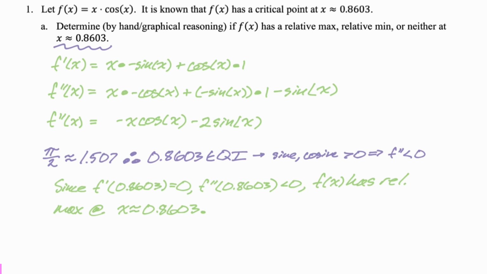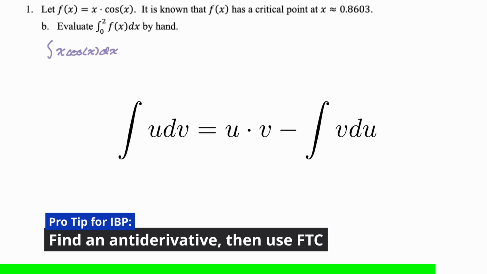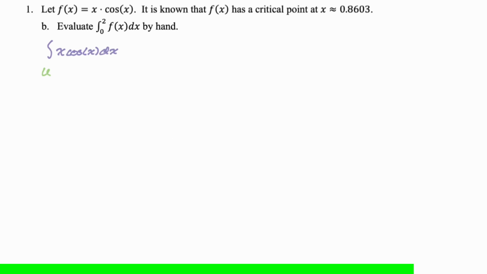Let's take a look at part B. Evaluate the integral from 0 to 2 of f of x dx by hand. All right, so we're doing a definite integral. I'm going to do an indefinite integral because anytime it's integration by parts, I'm doing an indefinite integral and then going from there. So we need to pick a u and pick a dv. Integration by parts is pretty common, I guess, on the BC exam. It's not super common, but you're going to see it for sure.